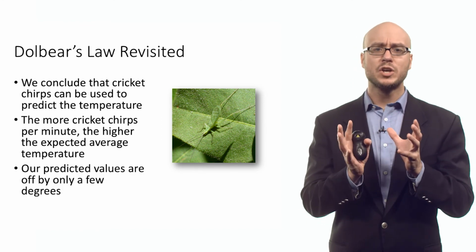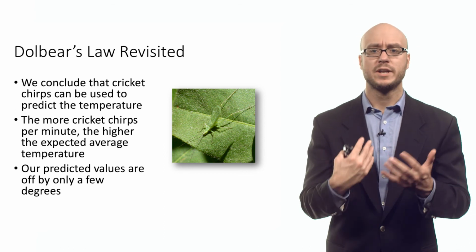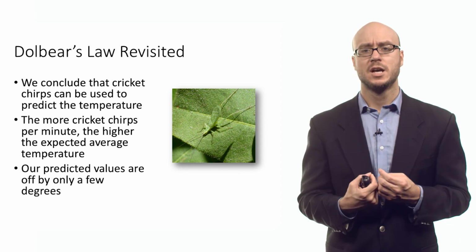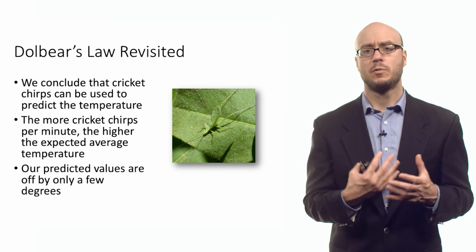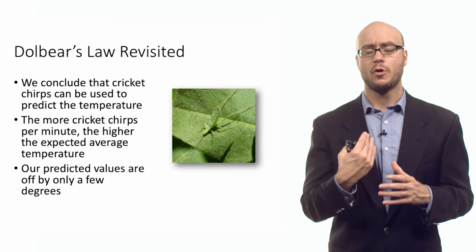And you can see that the line does a pretty good job on this set of data. Our predicted values, our y hats, differ from our raw values of y by only a few degrees. Sometimes the y is above, sometimes it's below, but they're all pretty tightly bound around that line.